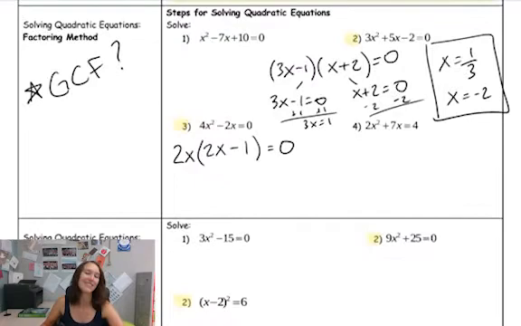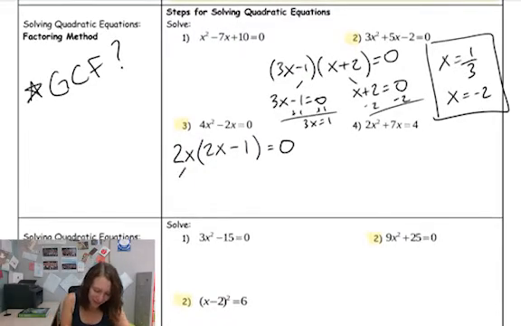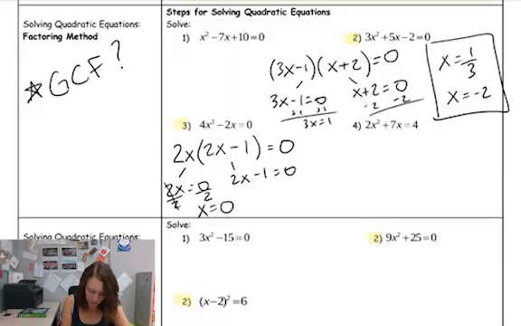I have my factors. I factored out that 2x, the greatest common factor. Now I'm going to use my zero product property. 2x equals 0 and 2x minus 1 equals 0. And then here I would just divide by 2. Well, 0 divided by 2 is still 0. So that's one of my answers. And adding my 1, 2x equals 1, dividing by 2, x equals 1/2. So there are my two answers.